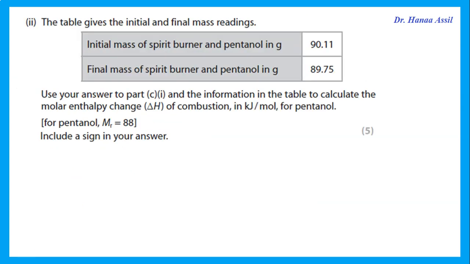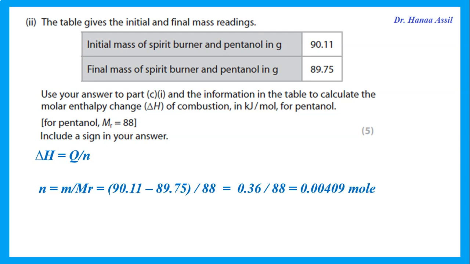The table gives the initial and final mass readings. So we have the initial mass of the spirit burner and pentanol, and the final mass of the spirit burner and pentanol. Use your answer and the information in the table to calculate delta H in kilojoules per mole. And remember, delta H must have a sign. So how do we get delta H? You should know that delta H is Q over n. So we need to get n. What is n? n is the number of moles. The number of moles is mass over molecular mass.